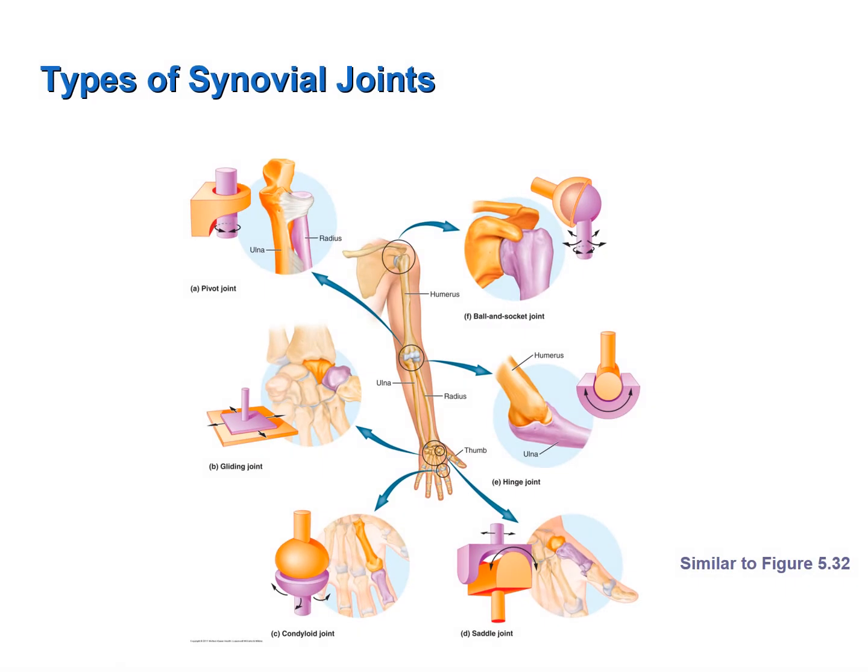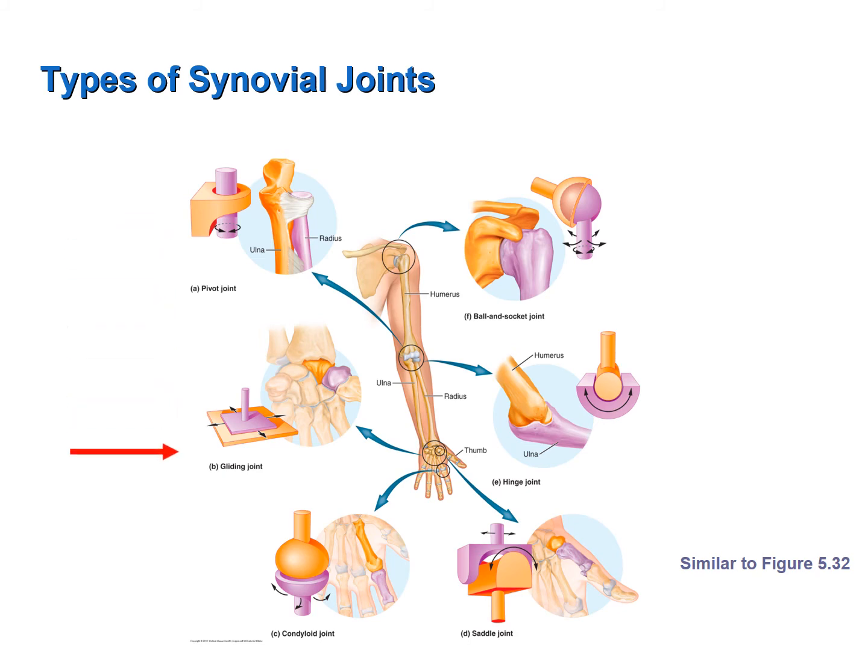Synovial joints are classified by the shape of their articulating surfaces and by the amount of movement that they allow to occur. A pivot joint is formed where you have one articulating surface which is round and it fits into a sleeve formed by the other articulating surface. An example would be where the ulna articulates with the radius. This is a uniaxial joint because it allows rotation around one axis.